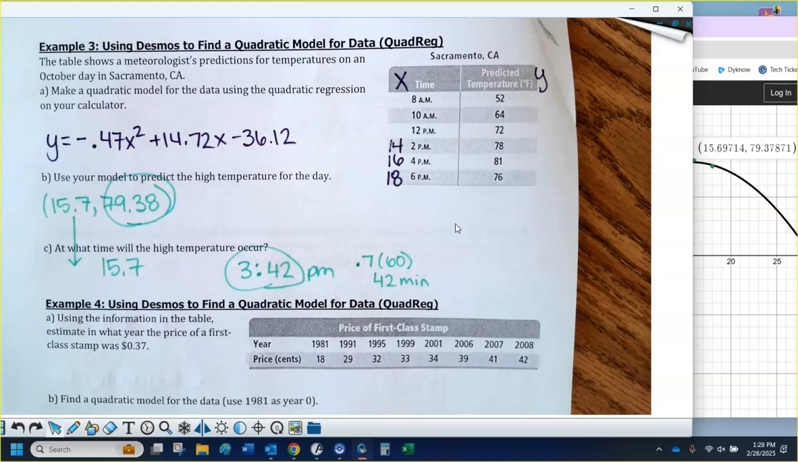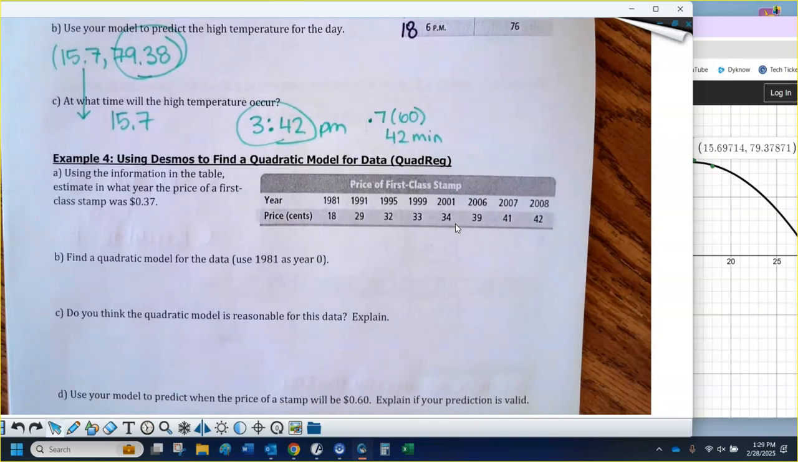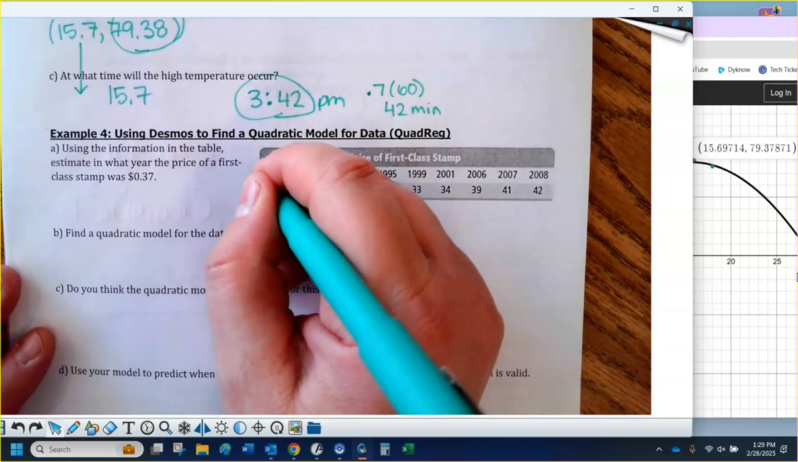Does anybody have any questions? Okay, now we're going to do one more. So this question's going to ask us about stamps. All right, so this lists years, a bunch of years, and what the price of a stamp was in that year.